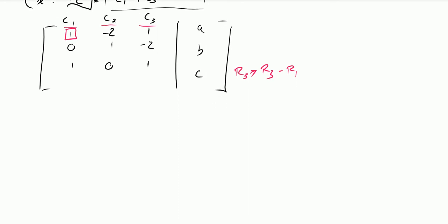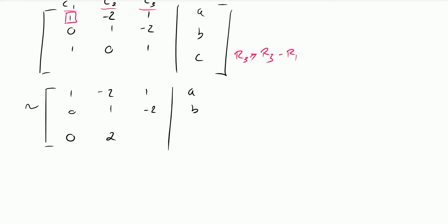So that'll give me 1 minus 2, 1, A, then 0, 1 minus 2, B, and then 0, 2, 0, C minus A. Now, I just did an operation with C's and A's, so I can't say this is anything yet because I don't know what number it is. I just know that this is a scalar and this is a scalar. So I'm basically just subtracting two scalars.